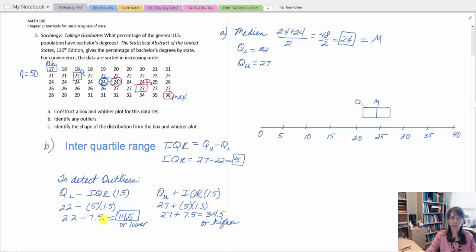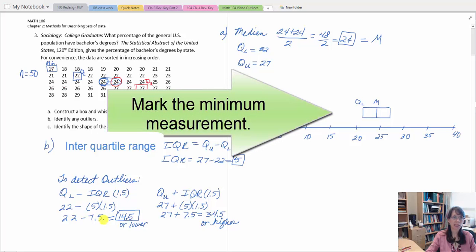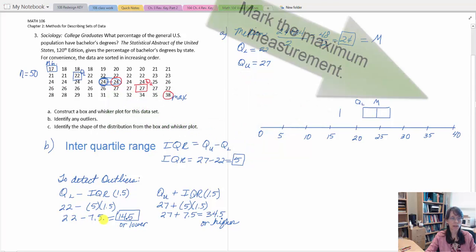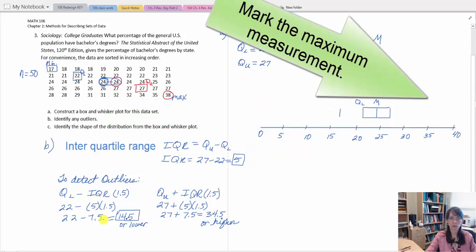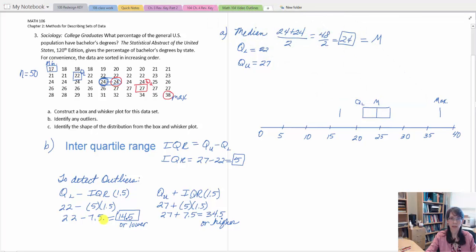The next thing I need to place is another vertical line representing the minimum value of 17, and then another line marking the maximum value of 38. So I might label this line max and the other line min. And now I'm going to connect this minimum value to the edge of the box. And then I'm going to connect from this upper quartile to my maximum value with a horizontal line. And there's our box and whisker.